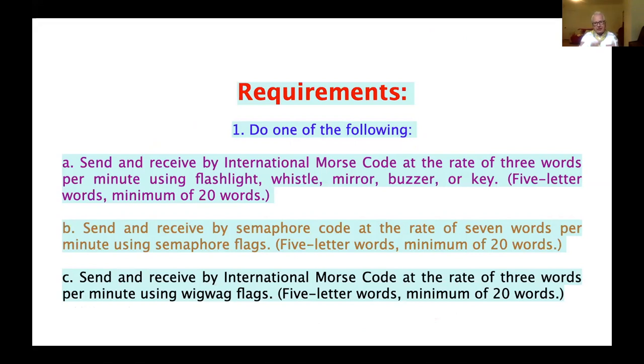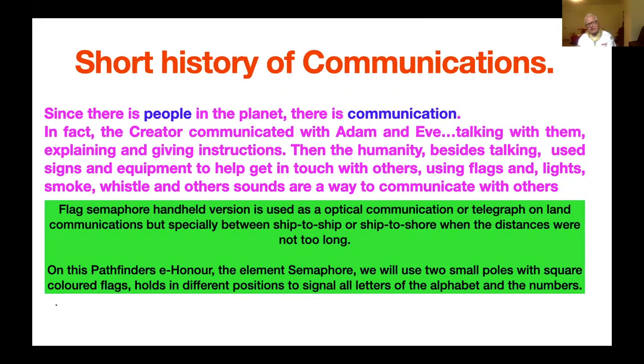And if you look at these, the semaphores with flags and Morse code, it seems to be difficult, but it's not difficult. If you pay attention, you will learn these today, especially the semaphore flags. You'll learn them today very easily. So these here are the requirements and a small history of communications.